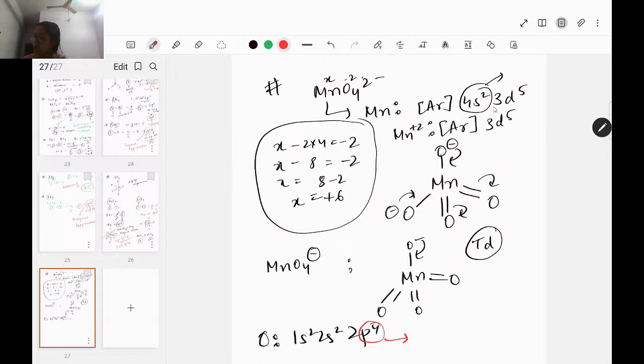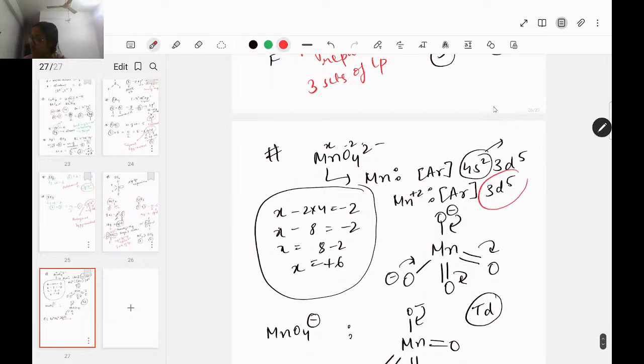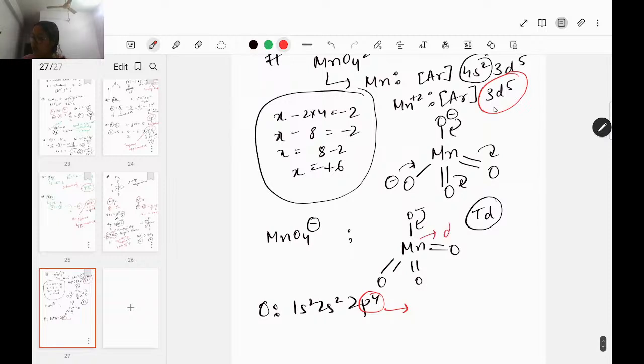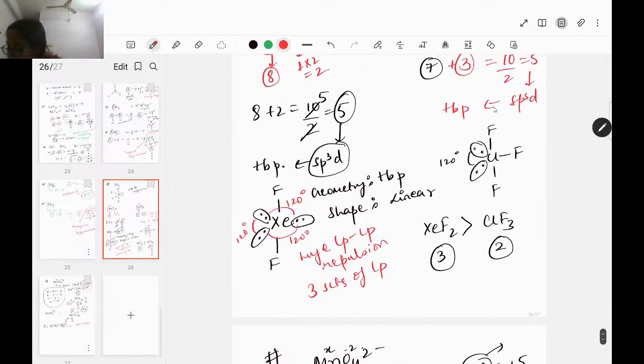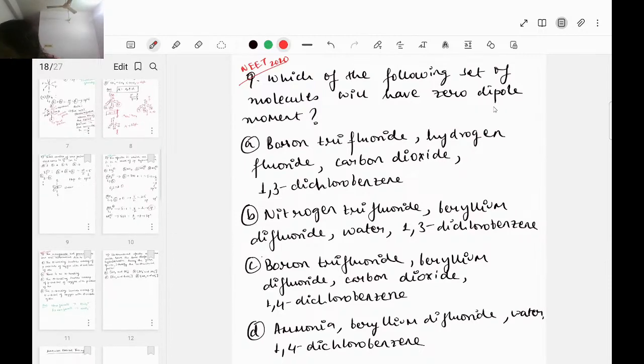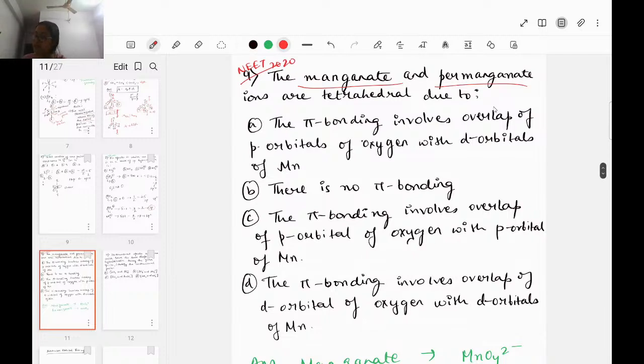Manganese, on the contrary, I have just shown that the valence electron in manganese is d. So over here, manganese will only accept electrons in d orbitals, and oxygen will donate electrons from the p orbitals. So the bonding is p pi d pi bonding. Manganese accepts in its d orbital, and oxygen donates from the p orbital. So from there you can clearly understand the answer, which is: the pi bonding involves overlap of the p orbitals of oxygen with the d orbitals of manganese. Okay, so that is the answer.